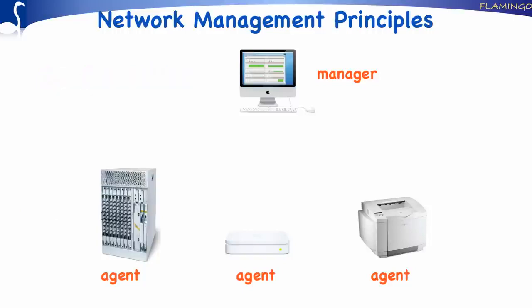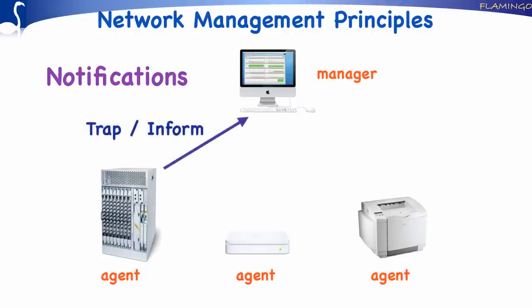Finally, agents may be able to autonomously signal certain events to the manager, for example, in case an interface went down or the device has been reset. In the first version of SNMP, agents could signal only a limited number of events to the manager using the trap PDU. In later versions of SNMP, the capabilities for agents to notify all kinds of events have been extended. For that purpose, a new PDU was introduced, the Inform PDU, which is acknowledged by the manager, so the agent knows the manager is aware of the event.